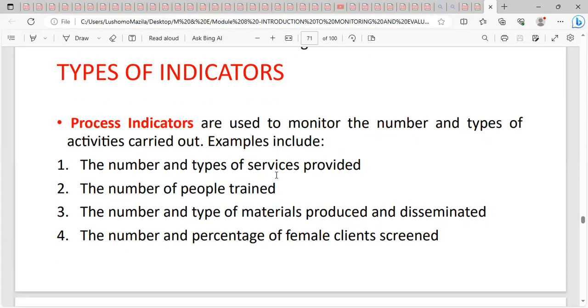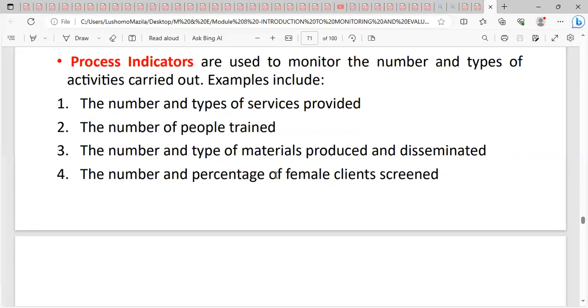The number of people trained, you are trying to see how many people were trained. But I don't know how this one found itself here, because this is supposed to be an output indicator. We are looking at the number of people trained, which is an output because it is the immediate result from the activity. So it is not a process indicator. The process indicator is the number of trainings conducted.